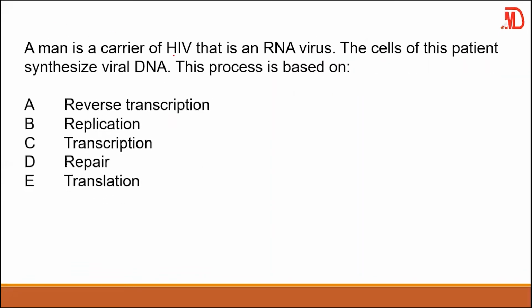So a man is a carrier of HIV, which is an RNA virus. The cells of this patient synthesize viral DNA. This process is based on something we have done in our previous lessons. So over here, you are synthesizing DNA from RNA. How is it called? Synthesis of DNA from RNA is simply called reverse transcription, through the use of the enzyme reverse transcriptase.